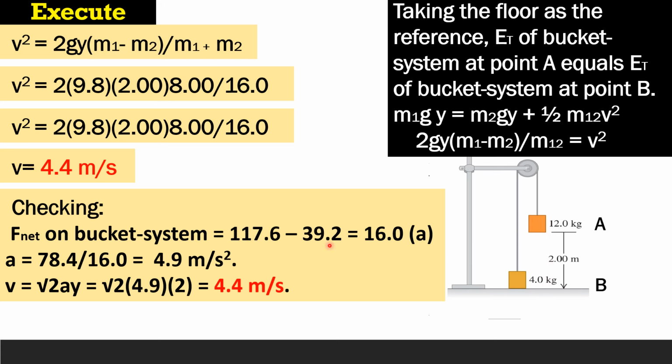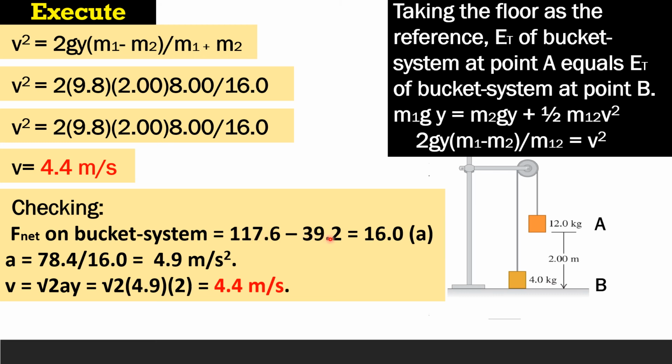In other words, when we convert this 12 kilogram into its equivalent weight in newtons, we get 117.6 newtons. And then the other force acting on the system is that of the 4 kilogram mass, which, when multiplied by the acceleration due to gravity, gives us 39.2 newtons. So this constitutes our net force acting on the system. This is F net.